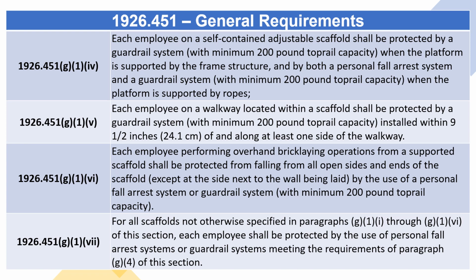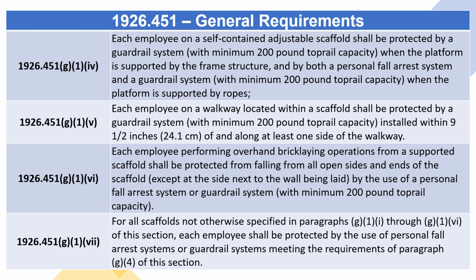1926.451 G1(iv) through G1(vii). Each employee on a self-contained adjustable scaffold shall be protected by a guardrail system, with minimum 200-pound top rail capacity, when the platform is supported by the frame structure, and by both a personal fall arrest system and a guardrail system, with minimum 200-pound top rail capacity, when the platform is supported by ropes.